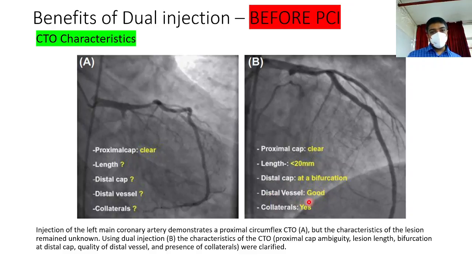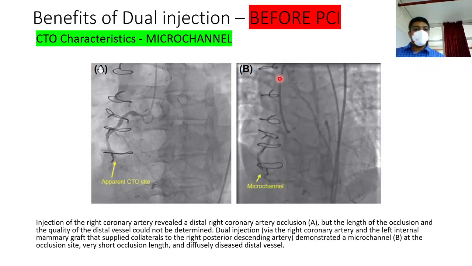Here we have the picture. Then the distal vessel is good. The distal cap is at a bifurcation. This is the length. Immediately a bifurcation, at the cap there is a bifurcation. So this is a CTO lesion, and we are getting more information about the CTO characteristics with the dual injection. Short CTO ആണ്, പക്ഷേ bifurcation ആണ്. Another thing is we get this micro channel information.